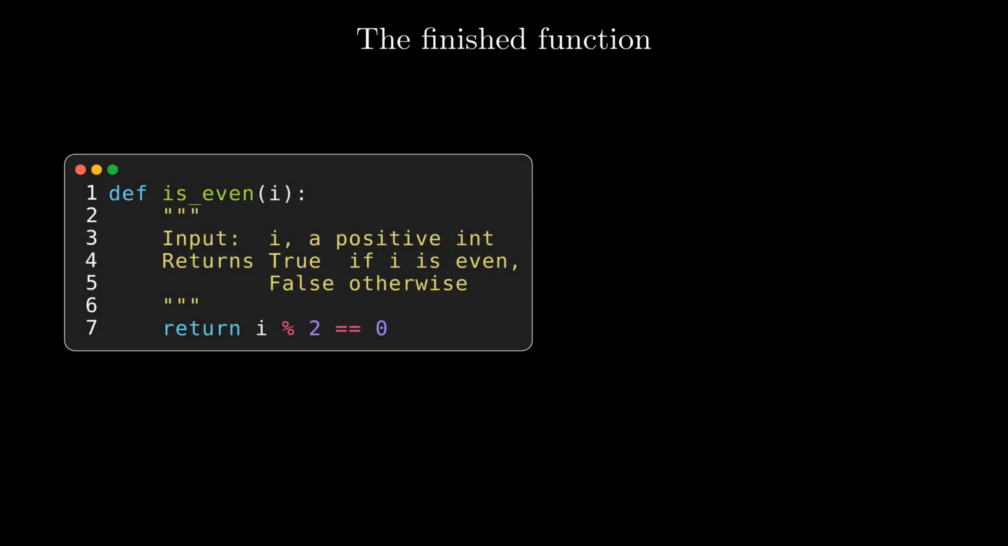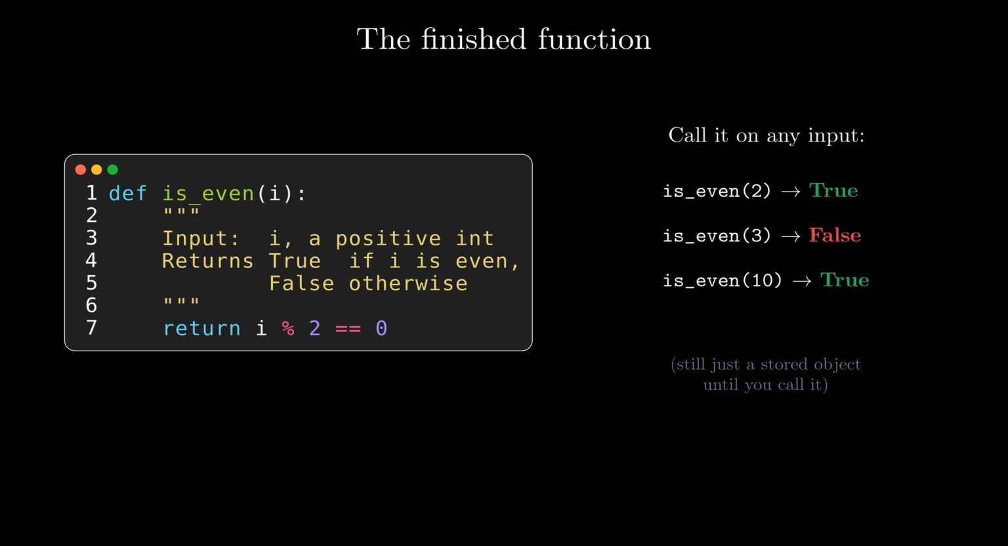Here is our finished function. A def, a descriptive name, one parameter, a docstring that spells out the contract, and a single line that returns the answer. We translated a plain English task into code, then sharpened it. Remember, even now these lines do not run. They rest in Python as a function object named isEven, ready and waiting. That is the payoff. Because it is a function, we can call isEven on any input and get an answer for everyone.